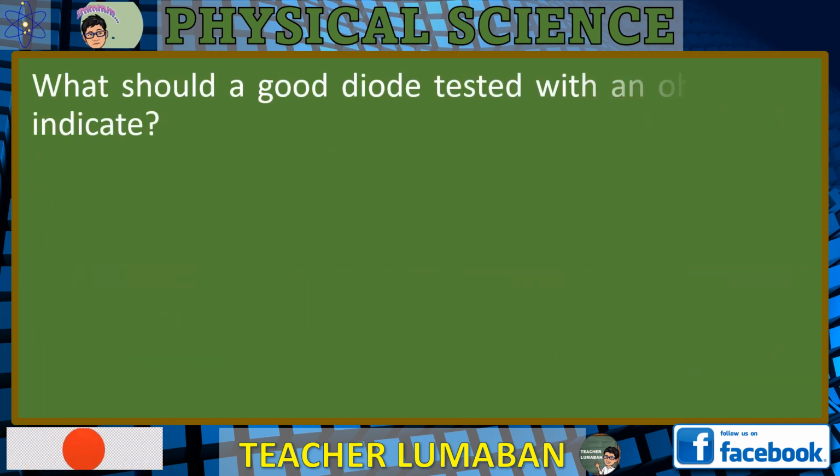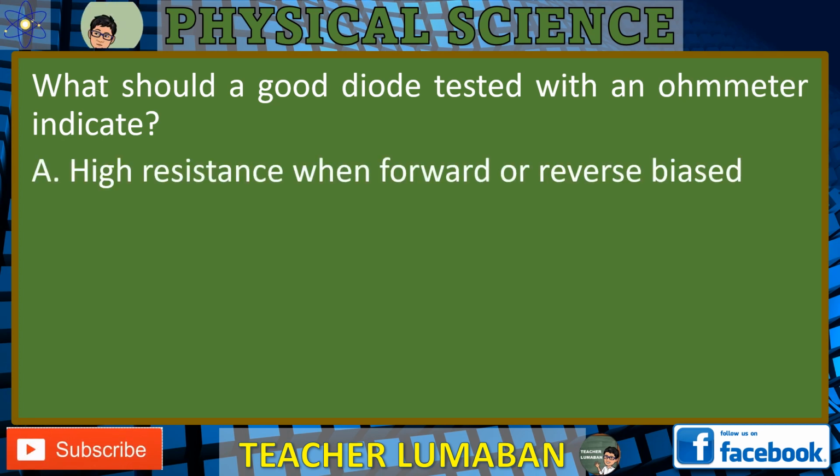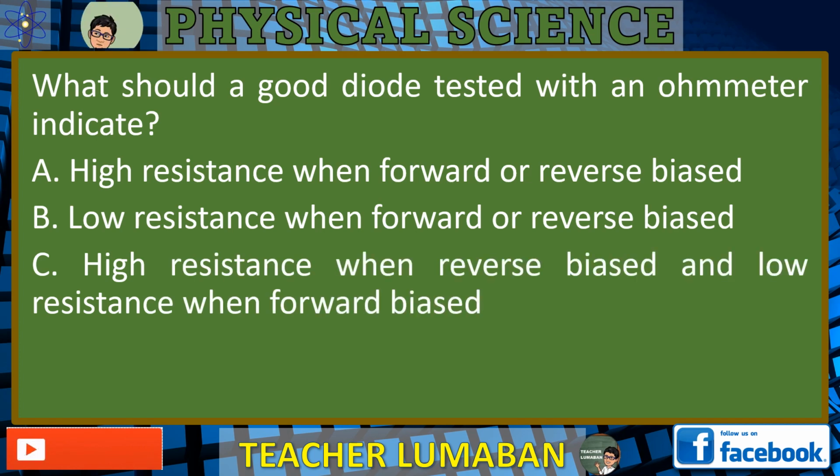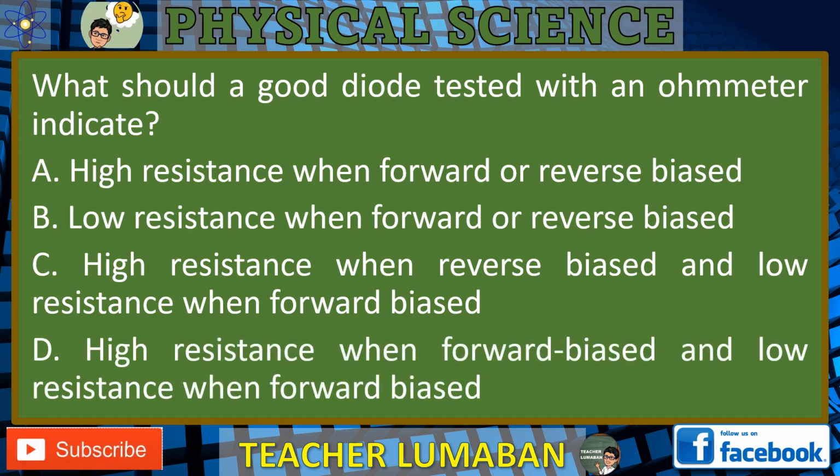What should a good diode tested with an ohmmeter indicate? Letter A, high resistance when forward or reverse biased. Letter B, low resistance when forward or reverse biased. Letter C, high resistance when reverse biased and low resistance when forward biased. Letter D, high resistance when forward biased and low resistance when forward biased.